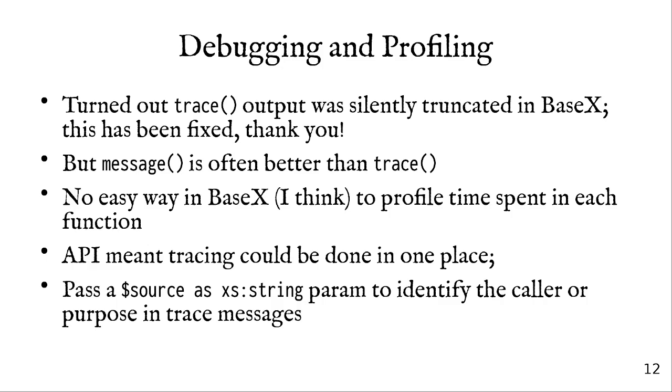But having the tracing all in one place means it might be called from 50 places, and you don't get a stack trace if there's no fatal error, if it's just tracing. So what I do is I add an extra argument to functions, which is a string, and it identifies the caller or the purpose in those trace messages if I print it. So that's a useful debugging tip.